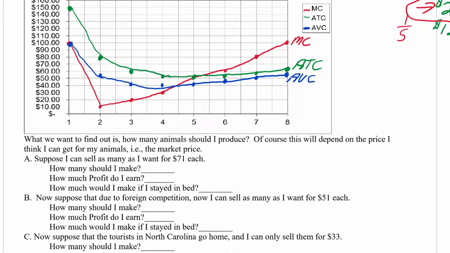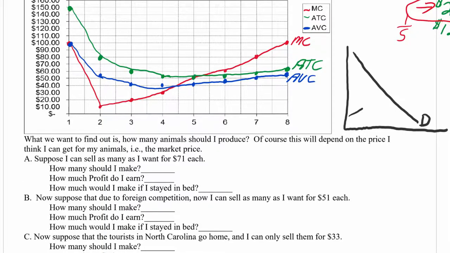So here's what we're talking about. We're assuming that these costs we're talking about are the costs for one business, one supplier out of many suppliers out there in the market. And there's a demand for what we're selling. And we are one of many suppliers out there in the marketplace. And let's assume to start off with that the market price is $71.